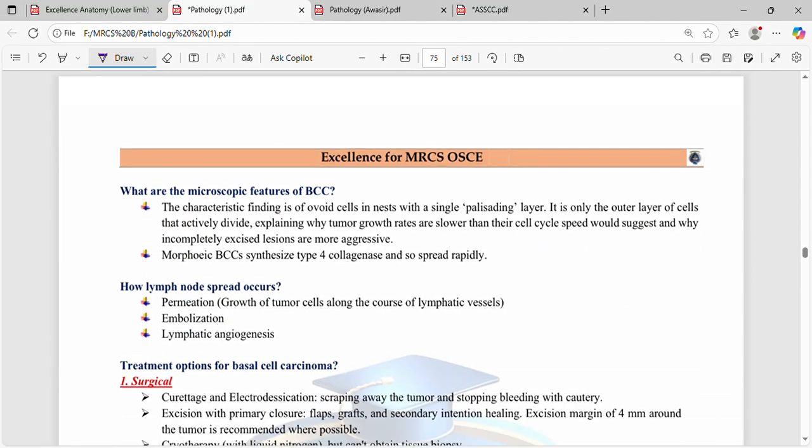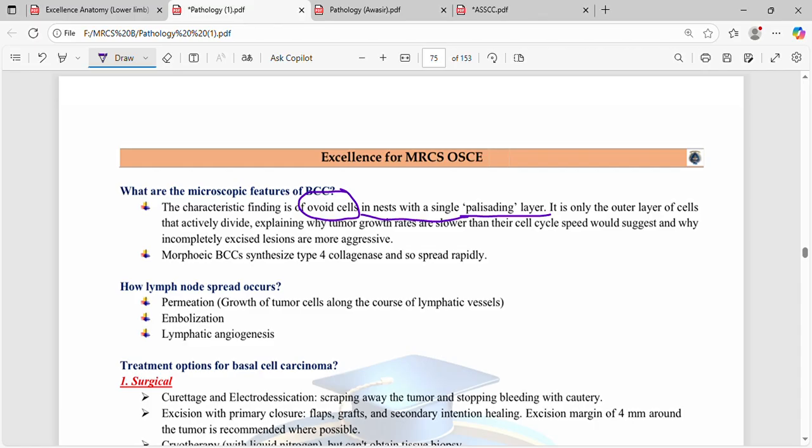What are the microscopic features of BCC? In microscopy we have basal cells in nests with a single palisading layer. It is only the outer layer of cells that actively divide, explaining why tumor growth rates are slower than their cell cycle speed would suggest, and why incompletely excised lesions are more aggressive. Morpheic basal cell carcinoma synthesizes type 4 collagenase and so spreads rapidly.